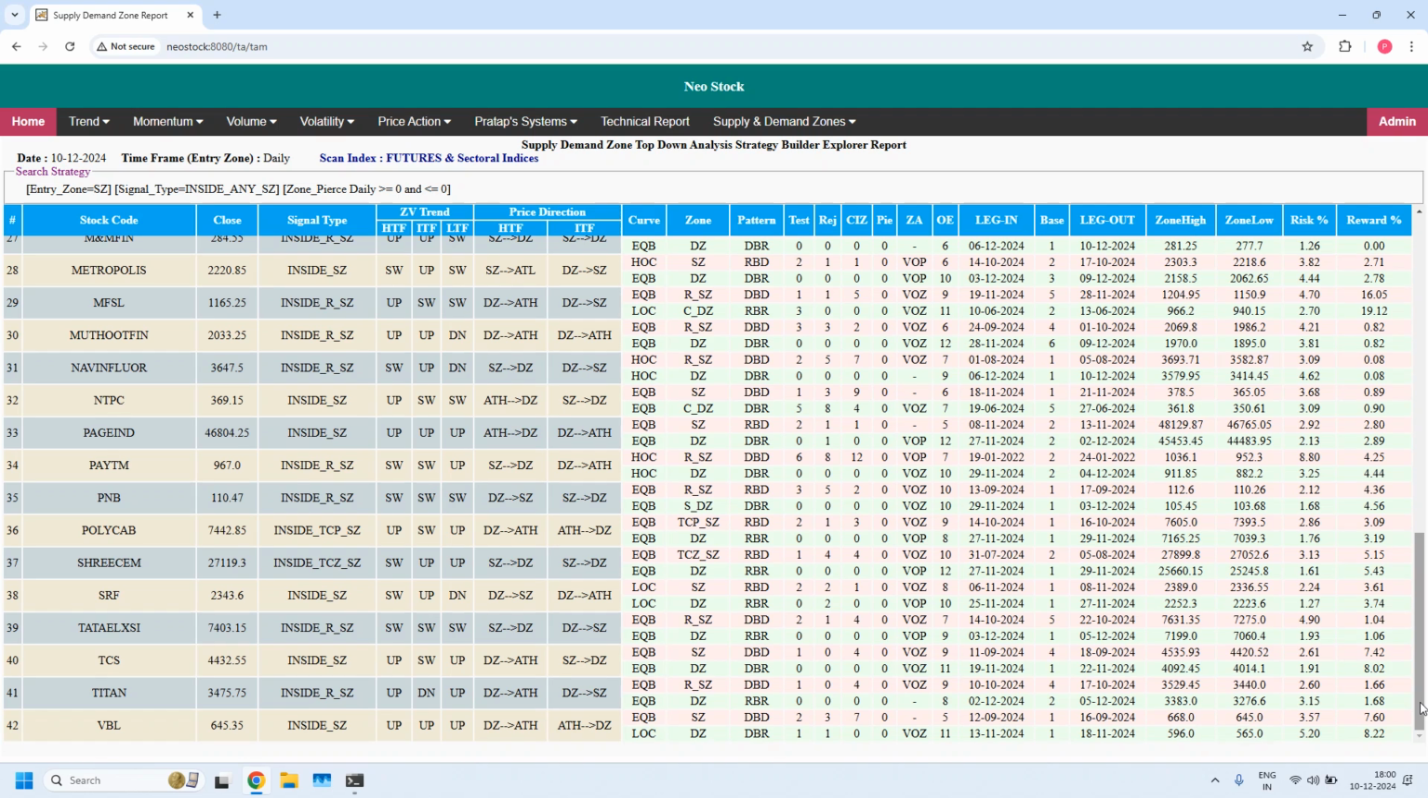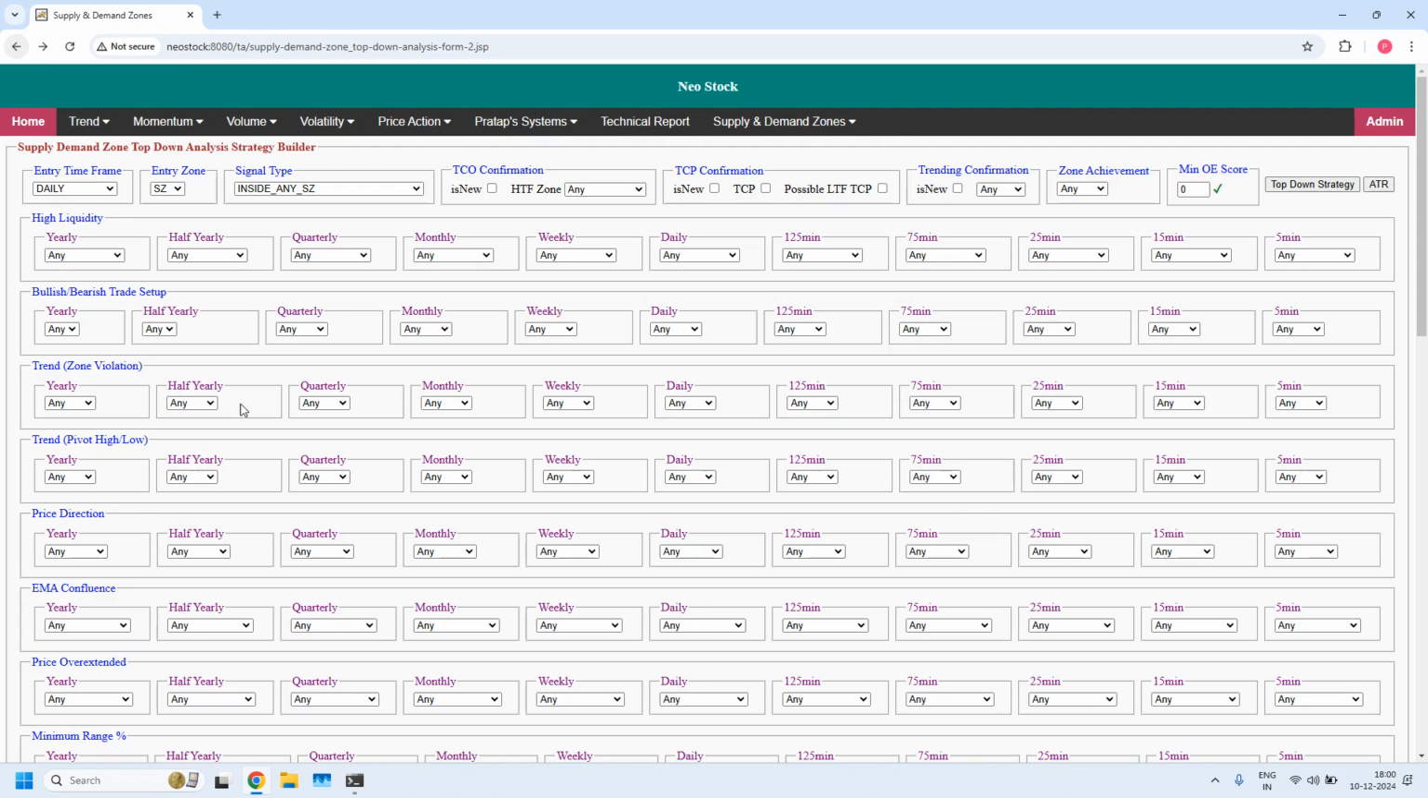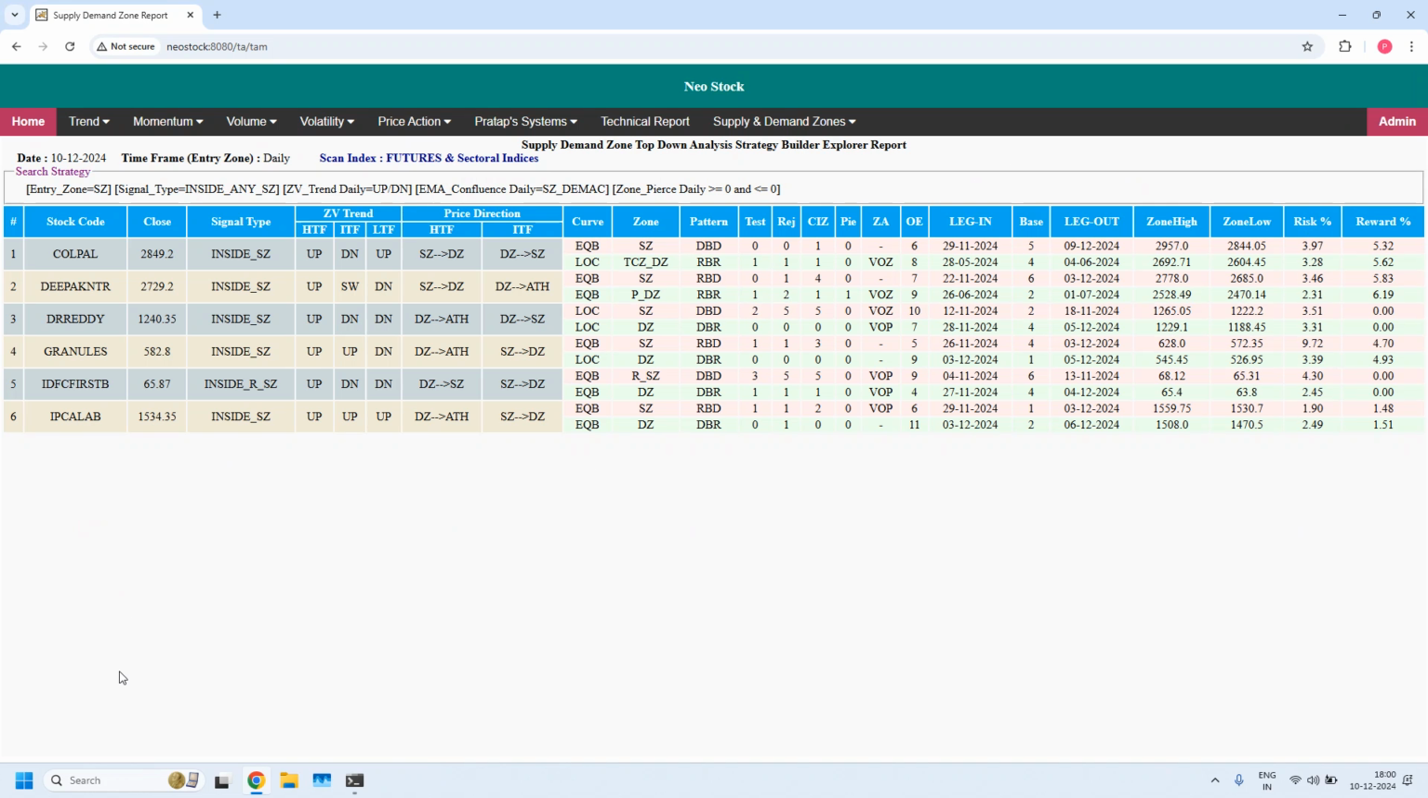In these 42 daily supply zones, few can be high probability trade setup based on daily EMA Confluence. Supply zones having EMA Confluence. Let's filter. In the EMA Confluence, daily time frame, daily supply zones having daily EMA Confluence, and the trend on daily time frame should not be sideways. It can be up or down. Let's filter. See now from 42 the list is come down to only 6 stocks.